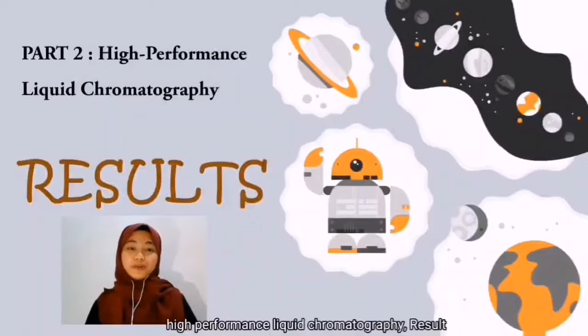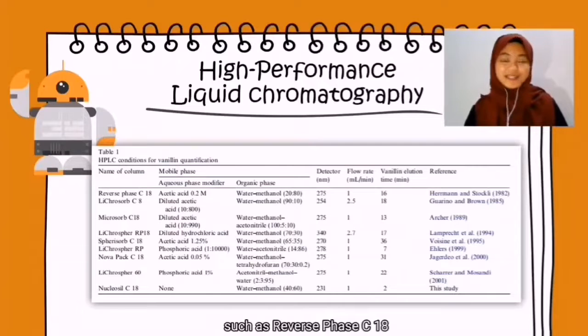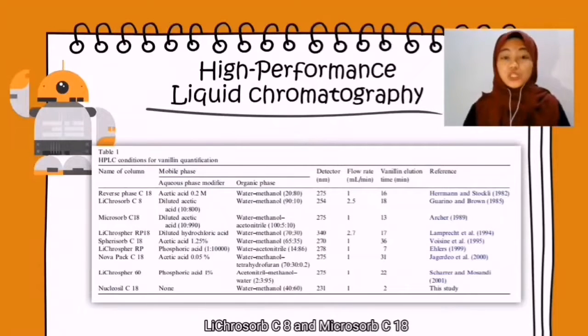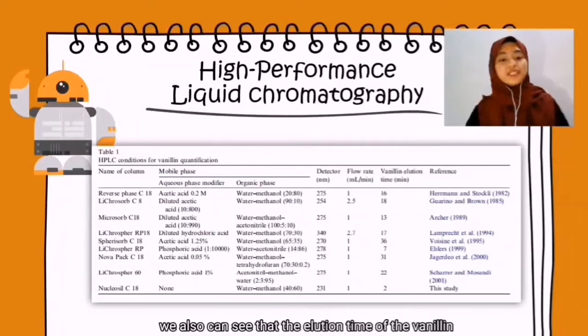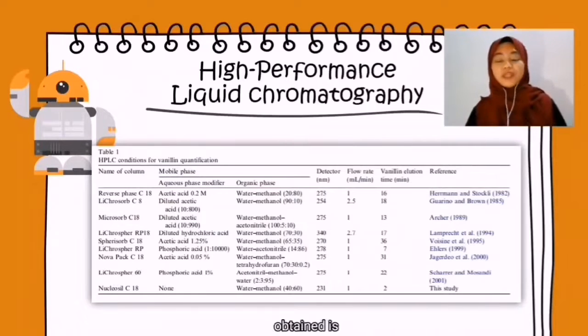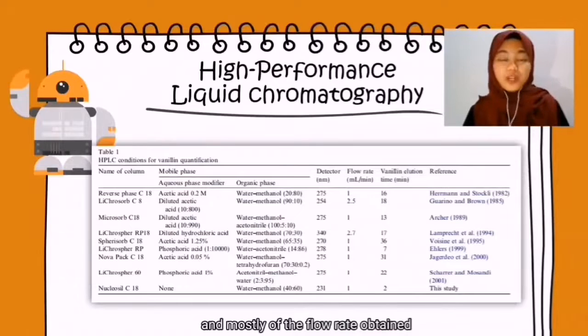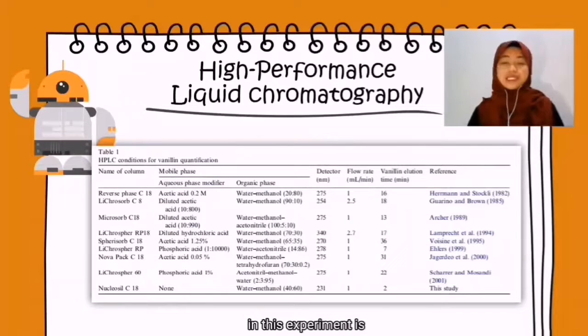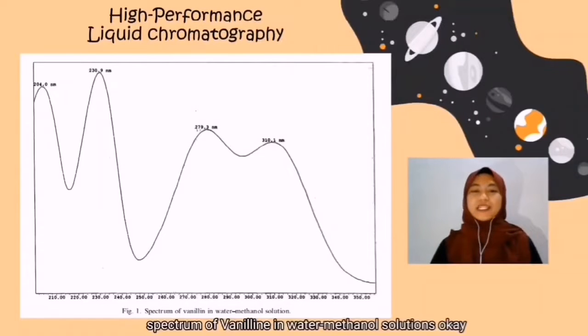Part 2. High Performance Liquid Chromatography Results. From Table 1, we can see that they experimented on different types of columns, such as RiverPhase C18, Microsorb C8, and Microsorb C18. From the results, we can also see that the elution time of the vanillin obtained is around 7 minutes until 36 minutes, and mostly the flow rate obtained in this experiment is 1 milliliter per minute. Next, Figure 1, spectrum of vanillin in water-methanol solutions.